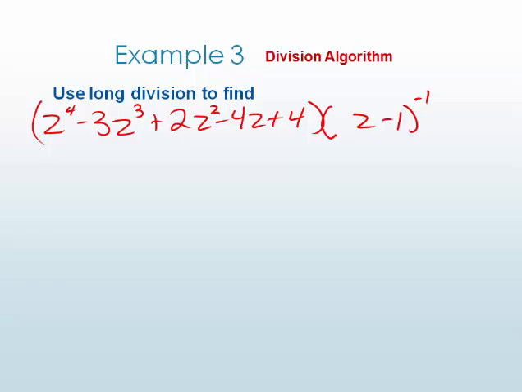For example 3, dividing polynomials is almost the exact same as what we just did. It's just written in a different form. Now remember that we talked about dividing when we have an exponent with a negative 1.